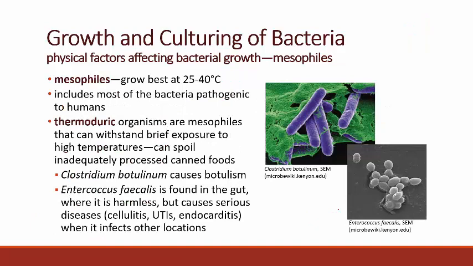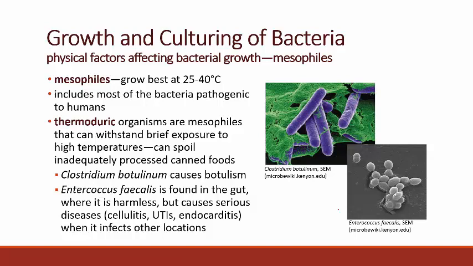Okay, mesophiles, they grow best at between 25 and 40 degrees C. And so as you can imagine, this is the group that's going to include most of the pathogenic bacteria for humans, because most of our body surfaces are somewhere between room temperature, like at the surface of the skin, and 40 degrees C, which would be core body temperature. 37 is core body temperature.